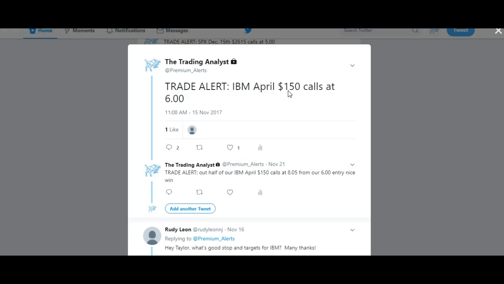All right, so here's the trade alert. We alerted these IBM April expiration 150 strike calls at $6 was the price of the option that we paid for them. If you're unfamiliar with options, don't worry, because most, if not all, of our members start out with little to no options trading experience, and that's why we have a full library of options education videos.